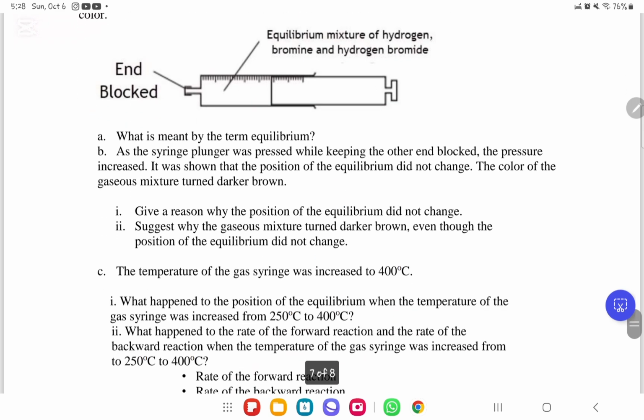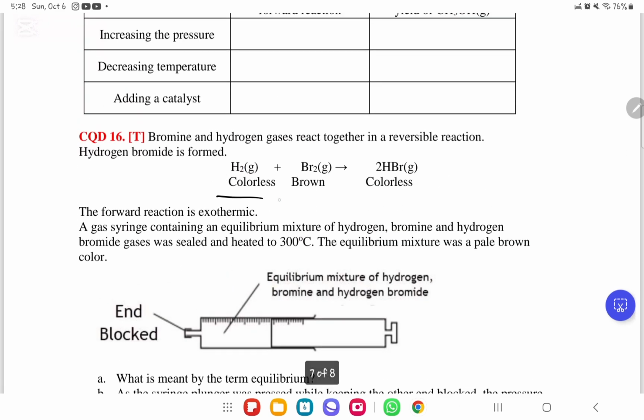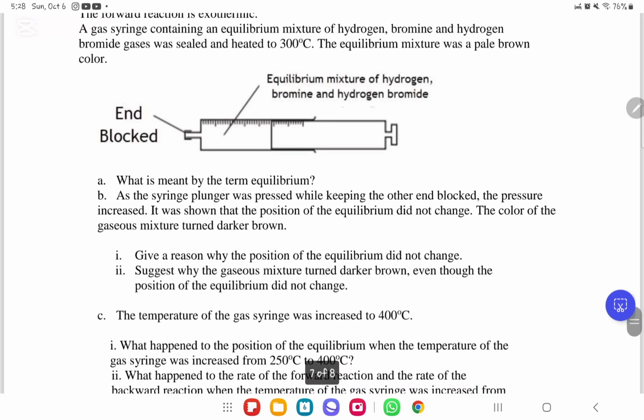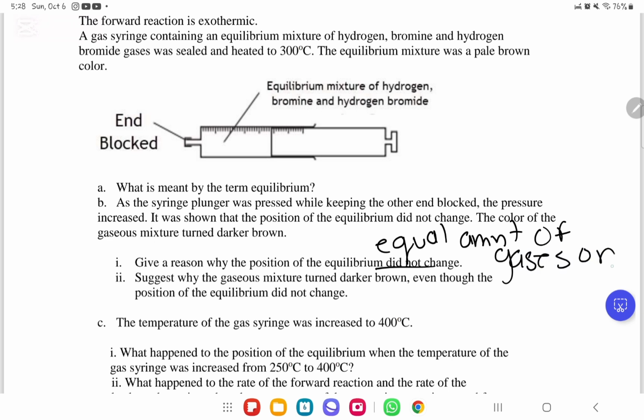Now, the syringe plunger was pressed while keeping the other end blocked, and the pressure increased. It was shown that the position of equilibrium did not change. The color of the gaseous mixture turned darker brown. Now, if you go back here, we have two gases in the reactants and two gases in the products. So why did the equilibrium system not change? Because we have an equal amount of gases on both sides.